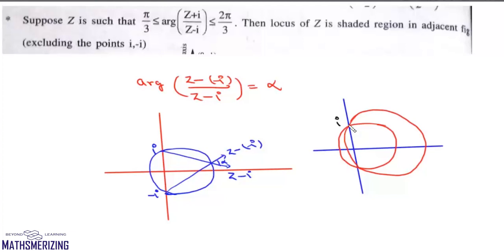This again is iota, this is minus iota, this angle is pi by 3, and this angle is 2 pi by 3. So we need all the points z such that this argument, it always lies between pi by 3 and 2 pi by 3. That means we are talking about the region in between these two circles. So the locus of z is represented by this region within these two circles.